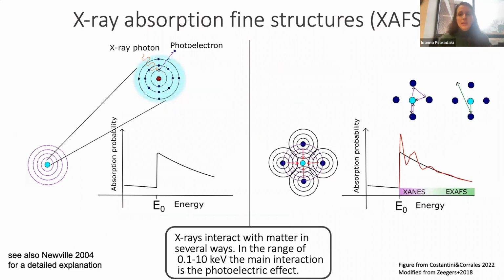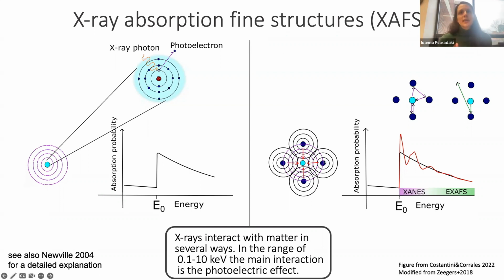Now, a little bit about the physical process behind it. We know that below 10 keV, the main interaction of X-rays with matter is the photoelectric effect. Let's take this first case here, where we have an atom, gas basically. An incoming X-ray photon will remove one of the inner orbit electrons. The resulting cross-section, basically the absorption probability, has a sharp shape at the binding energy of that removed electron.